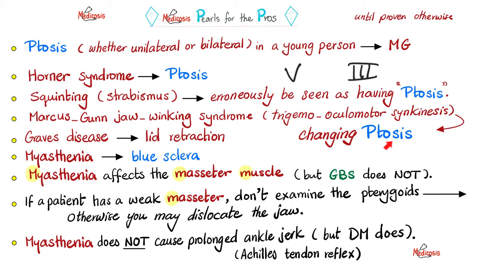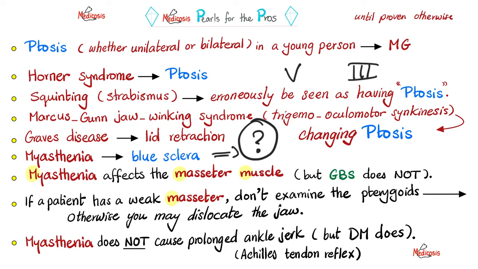What? Yes, this is a rare exception because most patients with ptosis, for whatever reason, have ptosis that does not change. Not here. These patients have changing ptosis. Graves' disease can lead to lid retraction and exophthalmos. Myasthenia gravis can rarely cause blue sclera. Can you tell me about other causes of blue sclera? Comment below. Myasthenia with the M can affect the masseter muscle with the M, but Guillain-Barré syndrome does not.